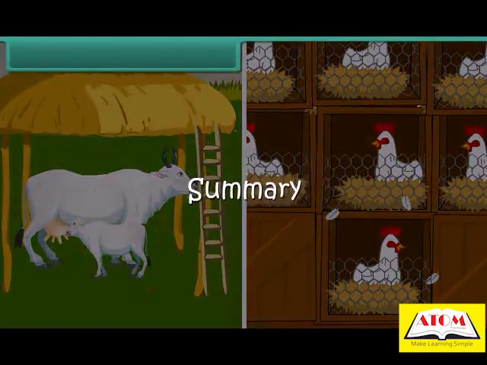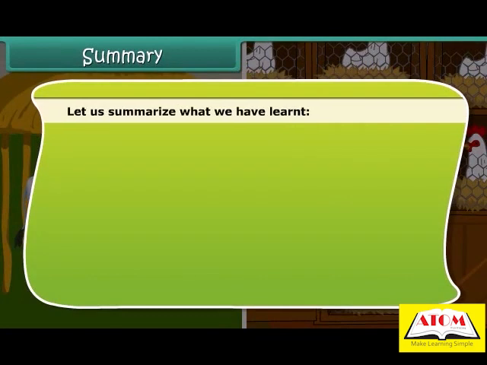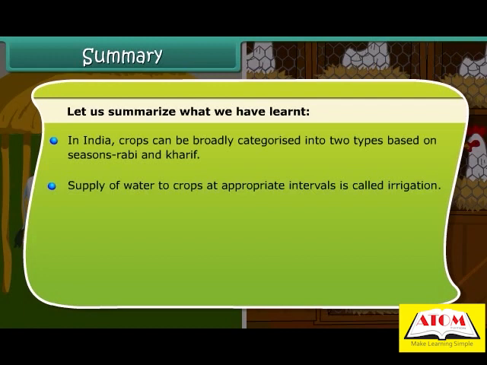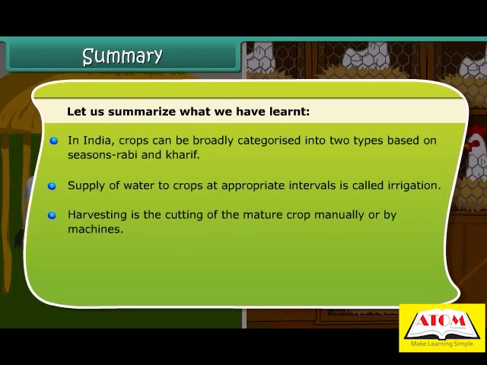Summary. Now friends, let us summarize what we have learned so far. In India, crops can be broadly categorized into two types based on seasons they are grown in: Rabi and Kharif. Supply of water to crops at appropriate intervals is called irrigation. Harvesting is the cutting of the mature crop manually or by machines. Separation of the grains from the chaff is called threshing.